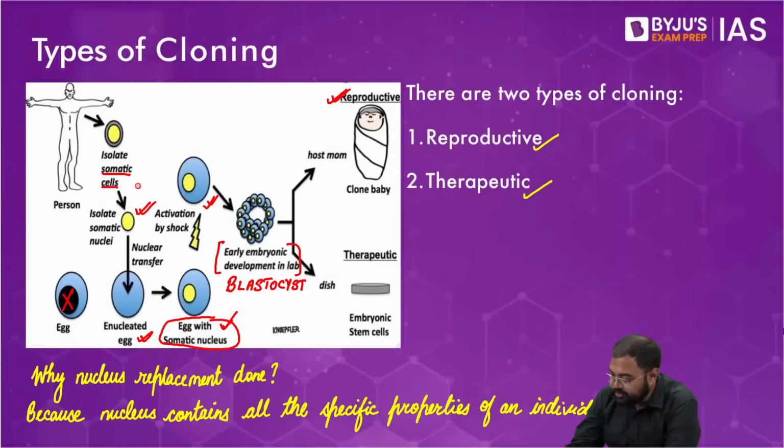In surrogacy, we have the nucleus of both the parents. Yes, we do, because it's a normal reproduction process.